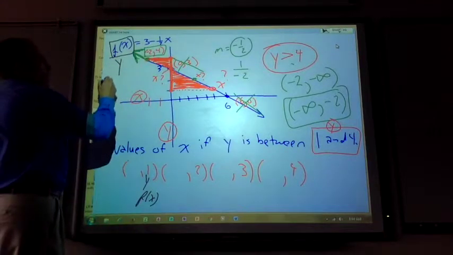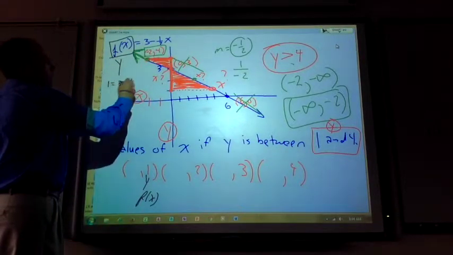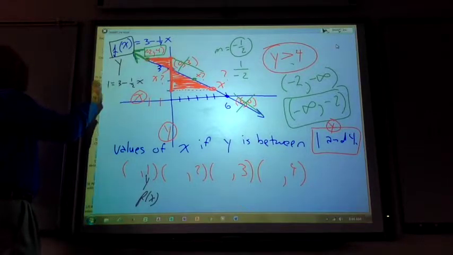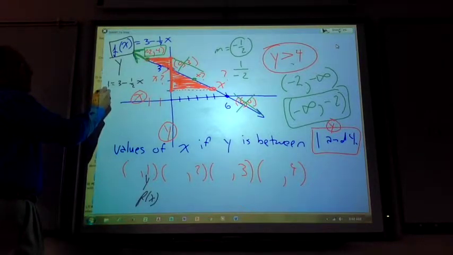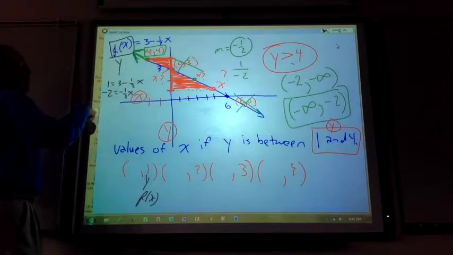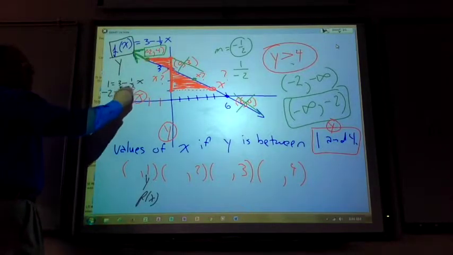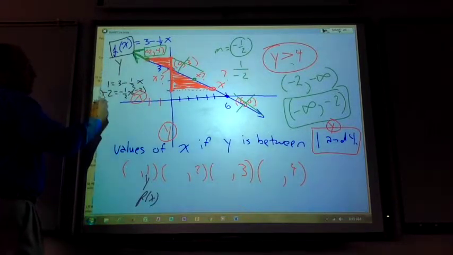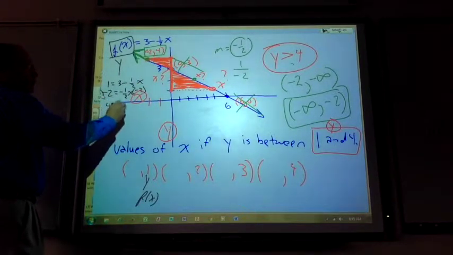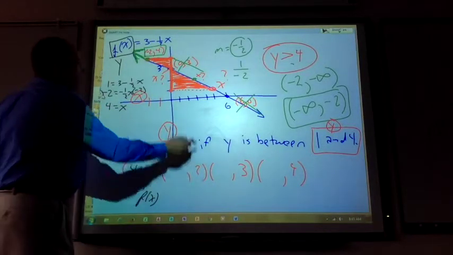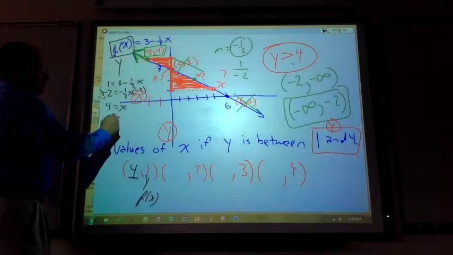If I take 1 and plug it in, still with me? Subtract 3, I get what? Multiply each side by negative 2. Negative 2 squeeze in there. Okay, so that's 4 is equal to x. So 4 comma 1. Plug 2 in to f at x.